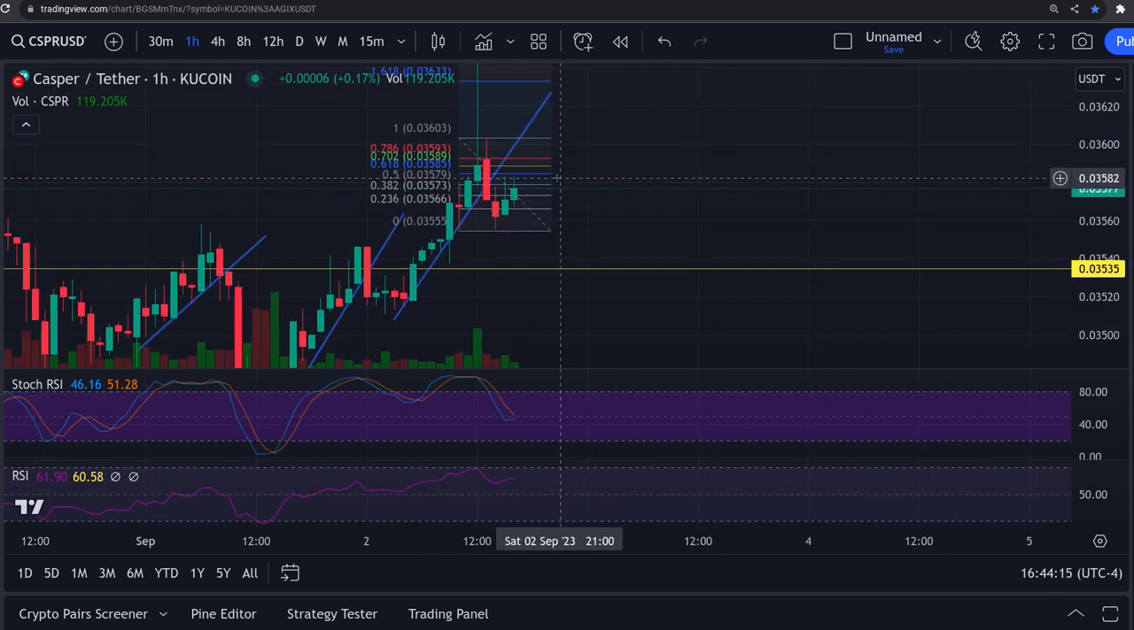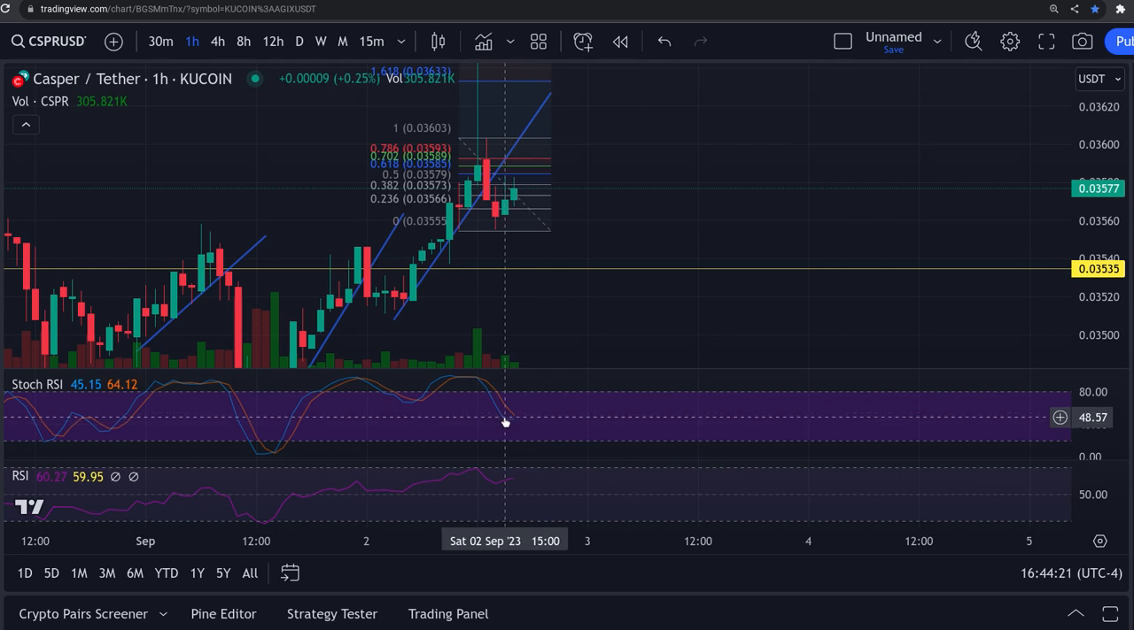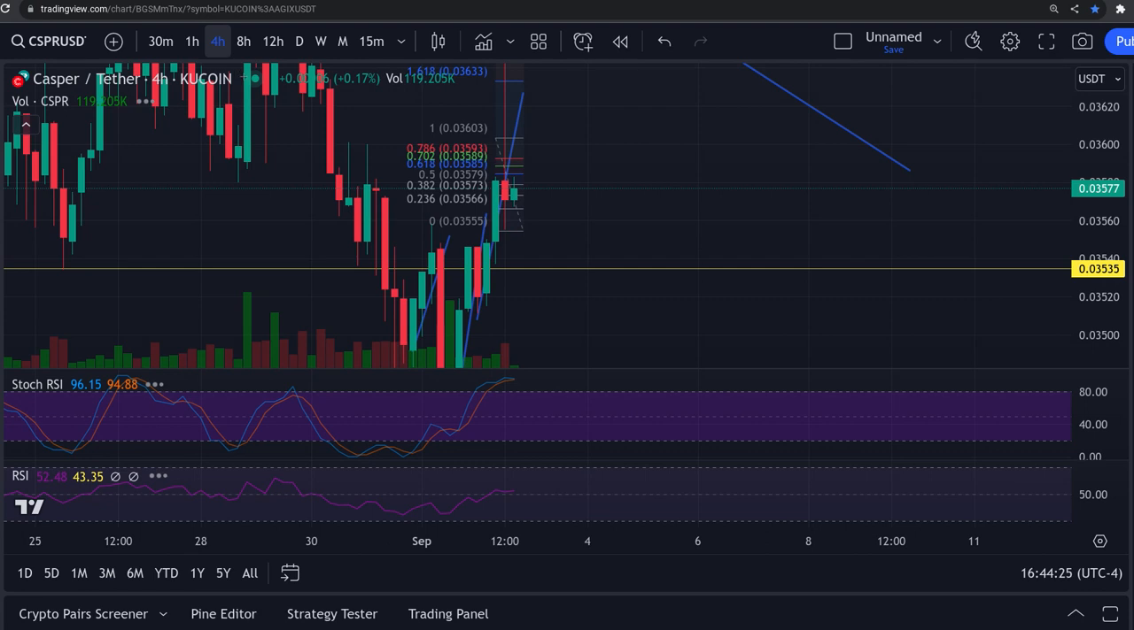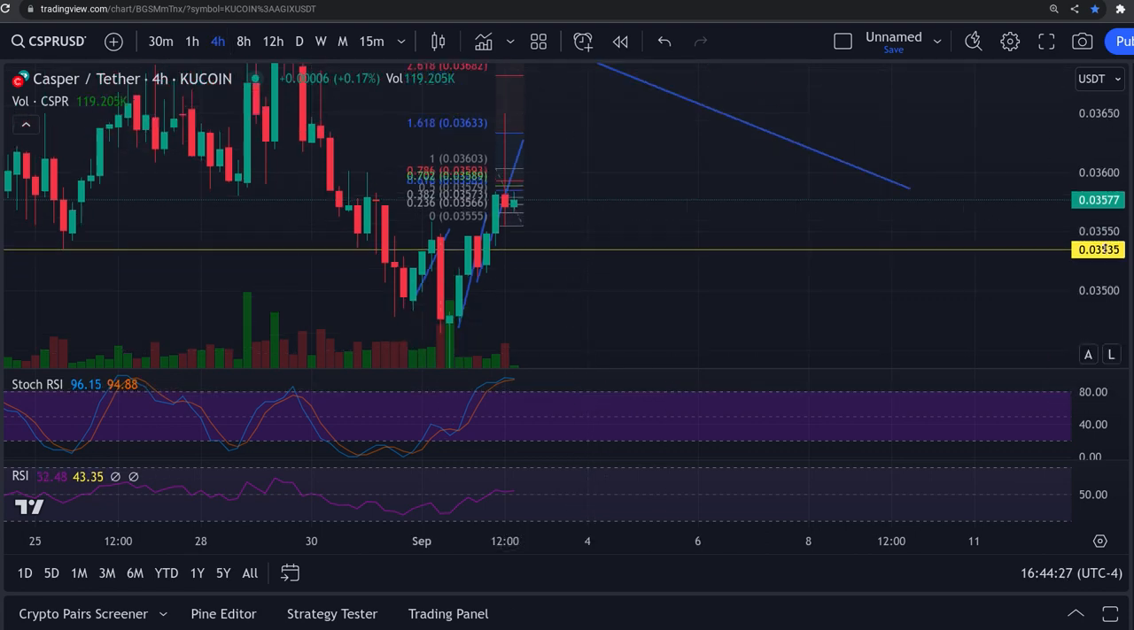Alright, it's almost to that 618. If it gets through that 702, chances are this thing... you've got to match it up with your RSI here, okay? We got the hourly trying to turn back up. We got the 4-hour at the top, alright? So that's getting dangerous, 96, 94.